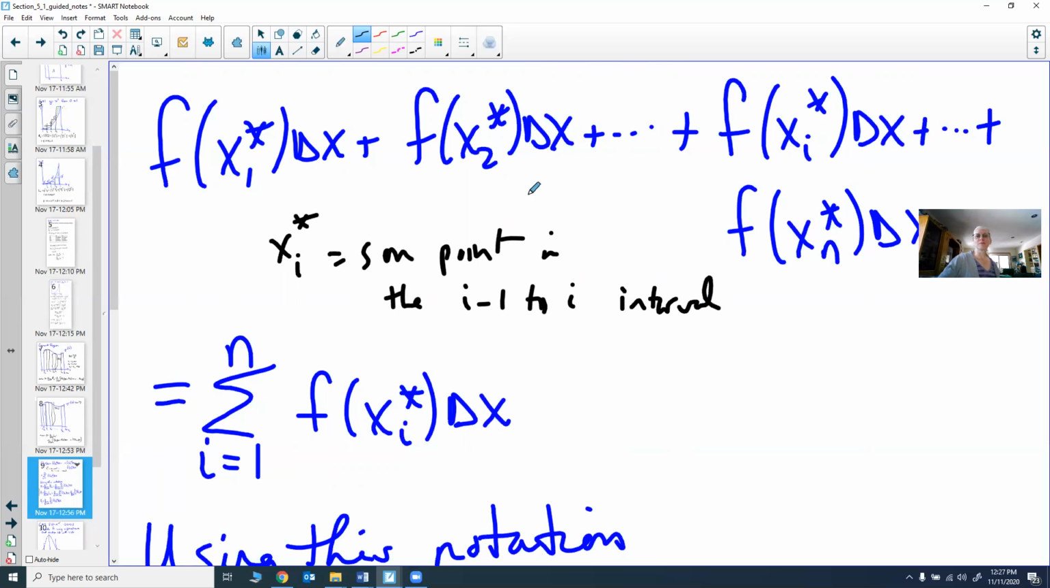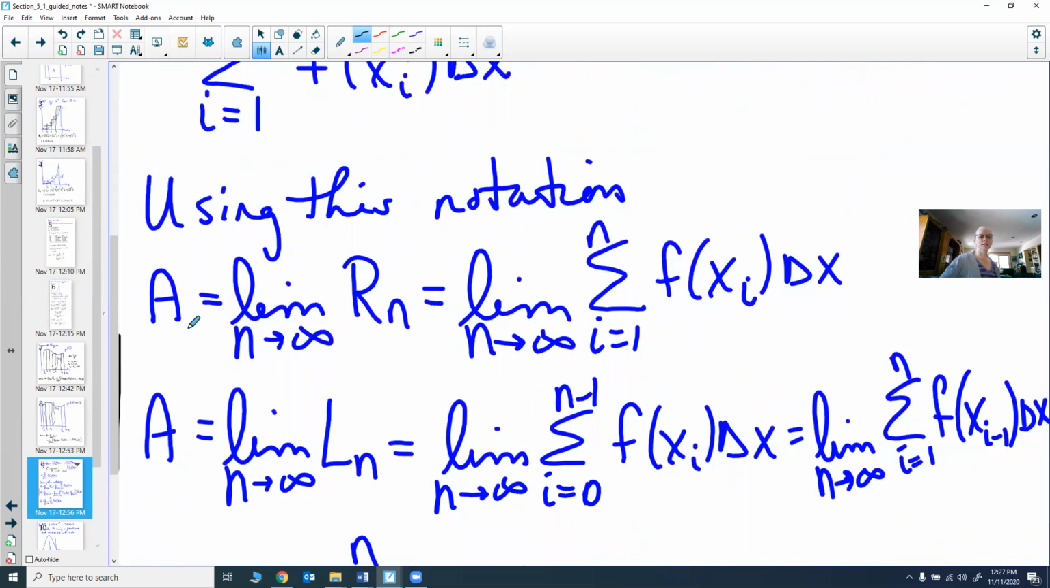This is really long to write, and it gets really bothersome. So we actually have this notation here. This is called the summation notation. This is the Greek letter capital sigma. I equals 1 to n means that we're starting at 1 and going to n. Each of these terms is f of x sub i star times delta x. So every single term involves an f of x sub something star times delta x. And the i equals 1 means you start at 1, go to 2, go to 3, all the way up to the n at the top.